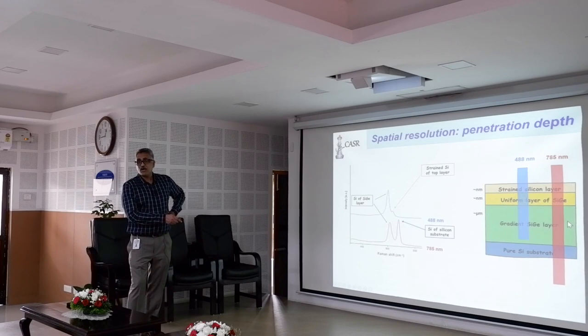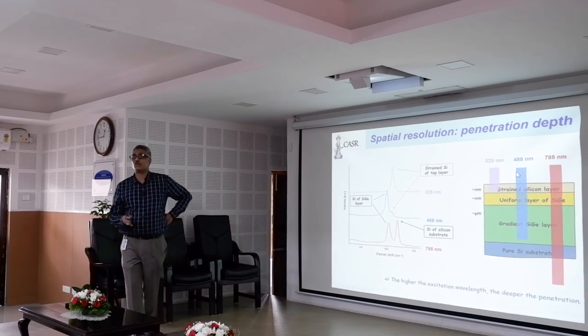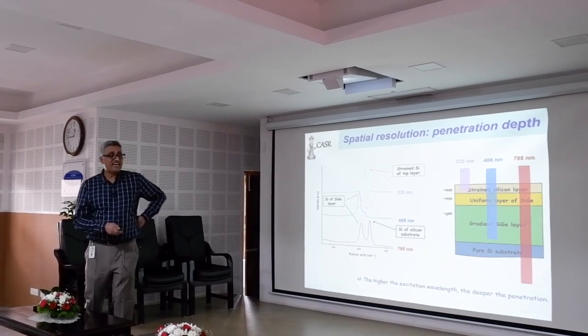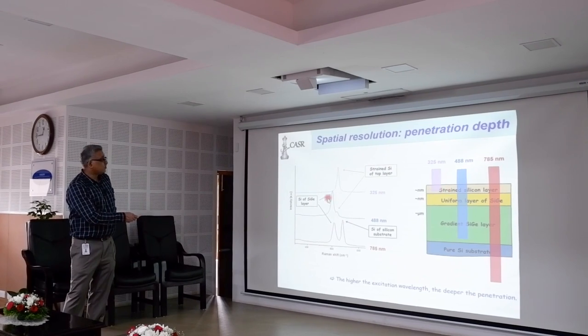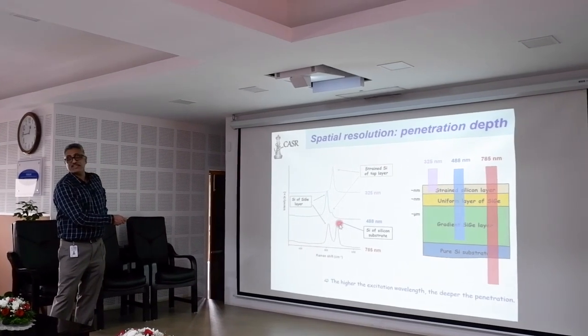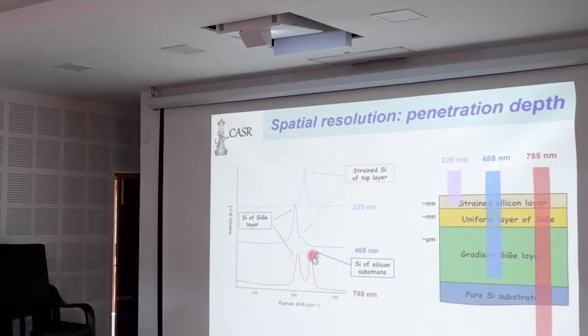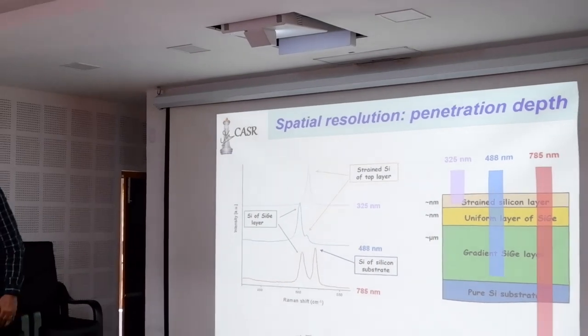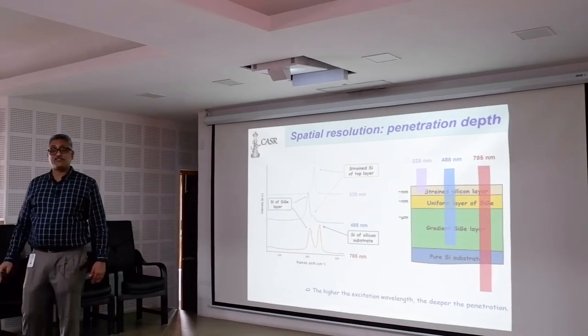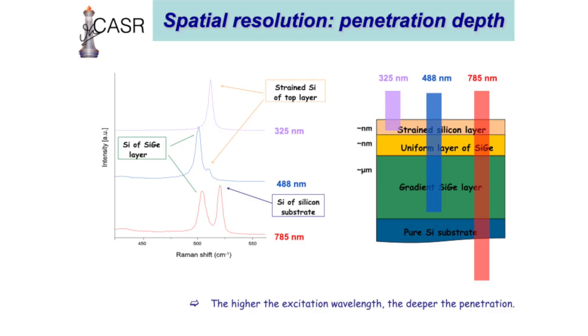Okay? Now, I put another wavelength of light, which is UV. It penetrates only like nanometers. And so, I am not able to go beyond the silicon. So, you see, this peak which was very, very weak, now these two peaks have disappeared, I can get only the strained silicon. So, depending on the wavelength, I can actually look at which level of the sample I am looking at. So, that's what is the beauty.